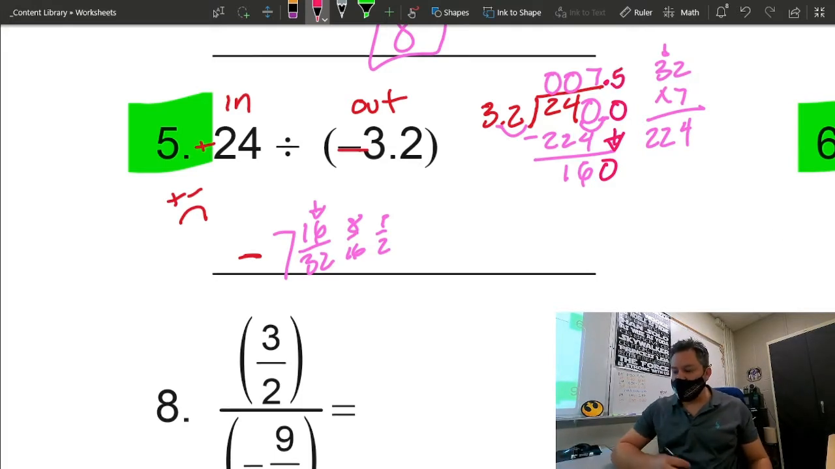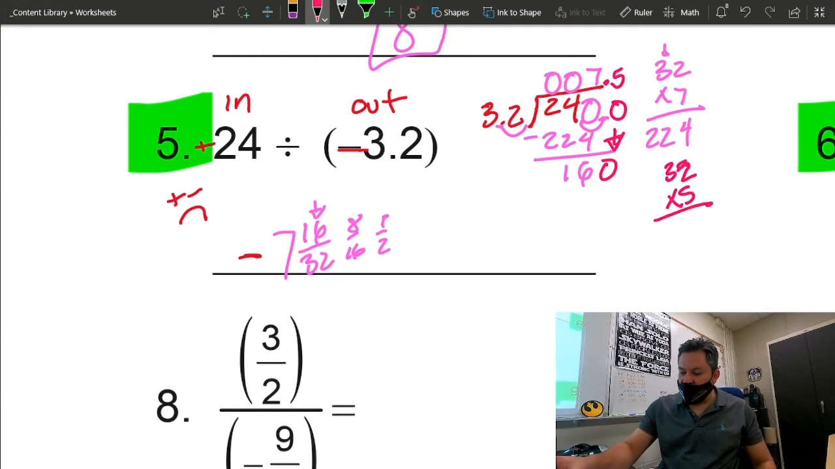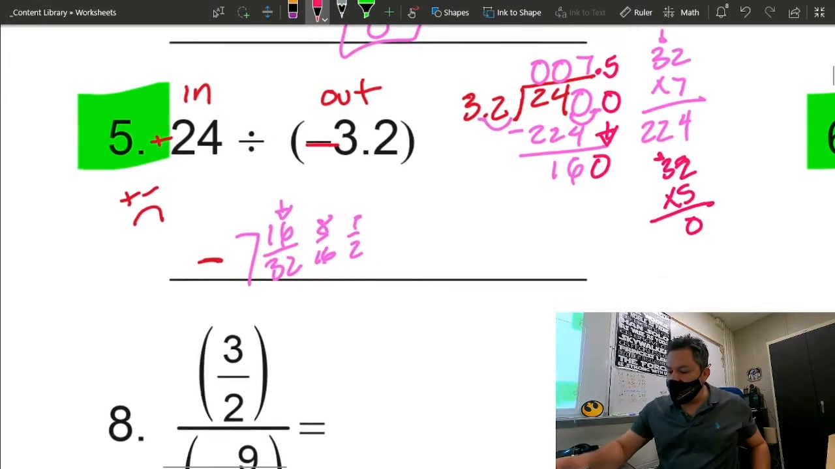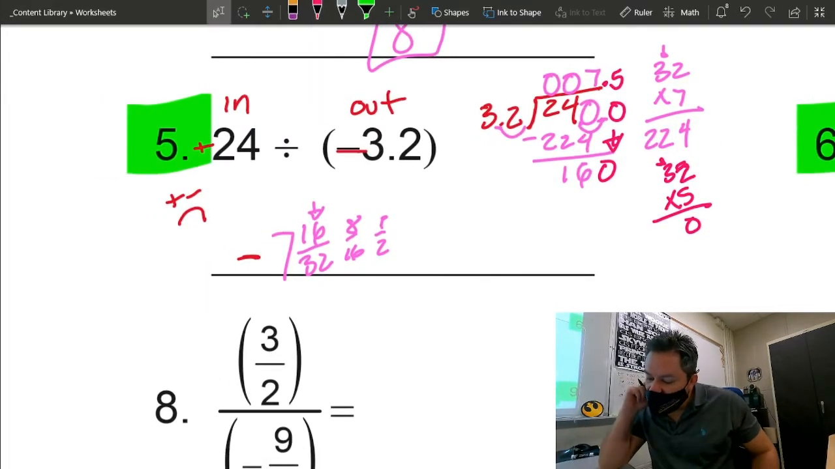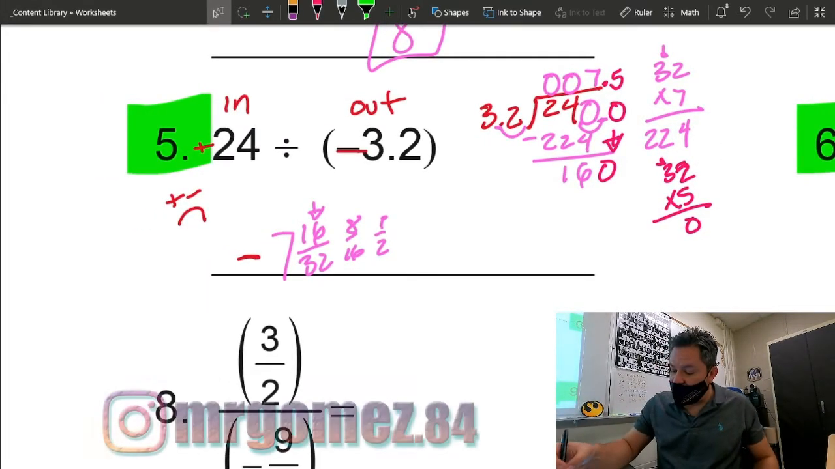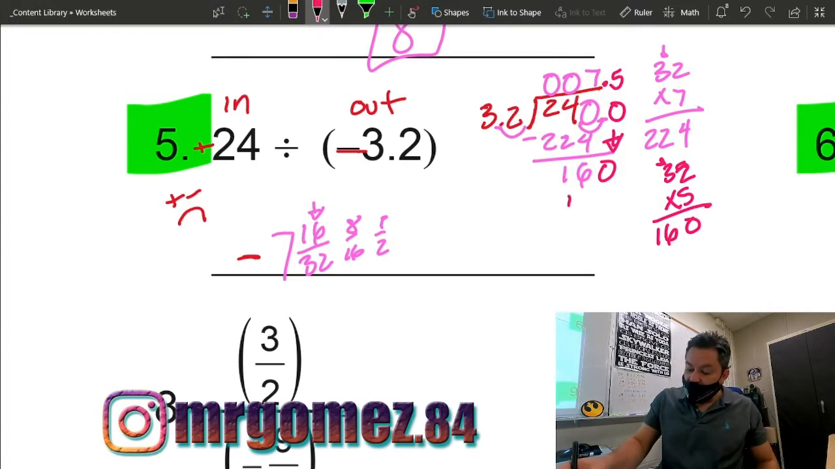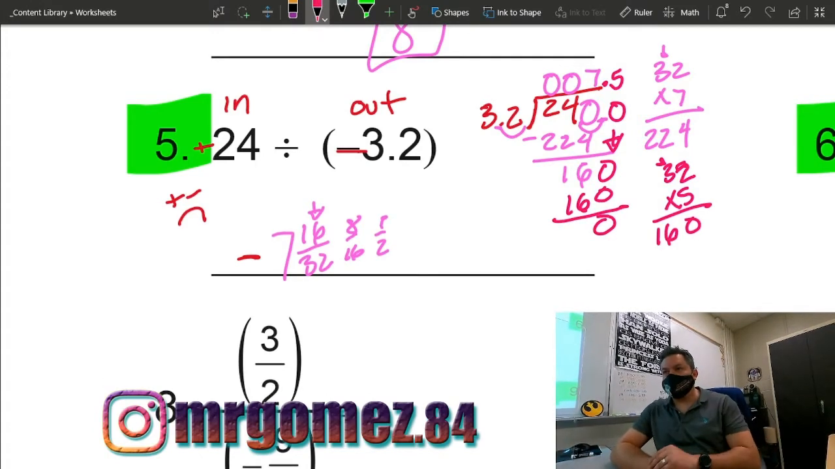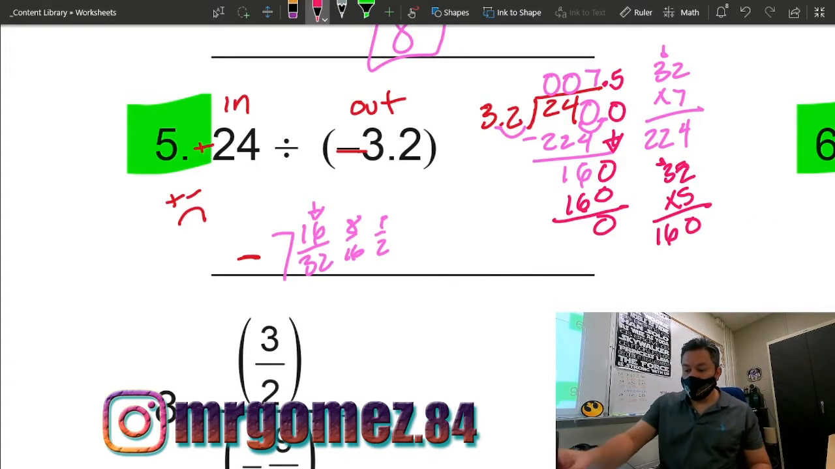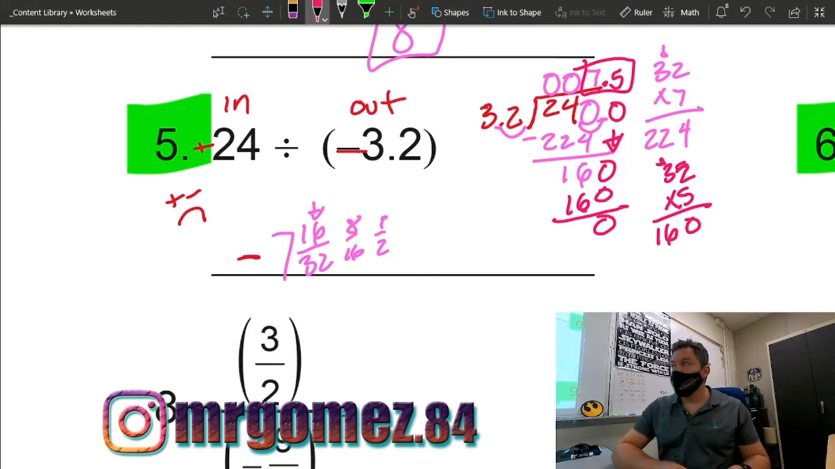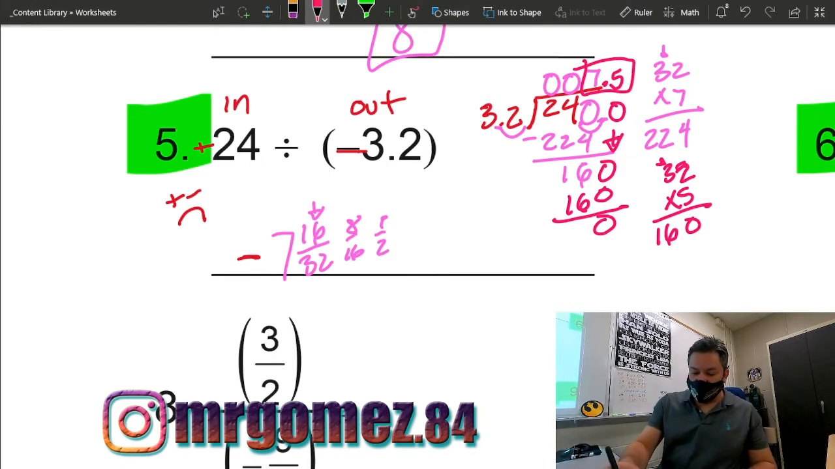5 times 32. Let's see, 32 times 5. How much do I get? That's 0. That's 5, and that's 5 times 3. That's 160. So I'm gonna subtract 160. My remainder is 0. And what is my answer? 7.5. Which is what I had right here, right?